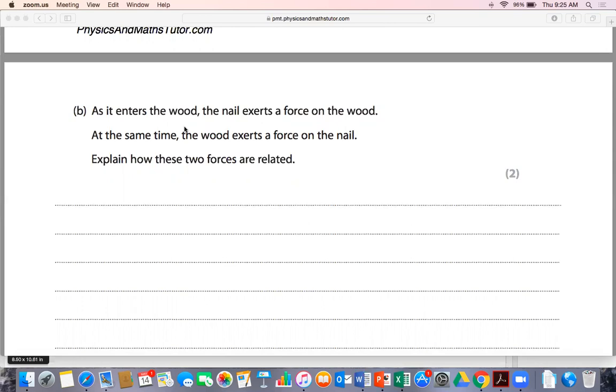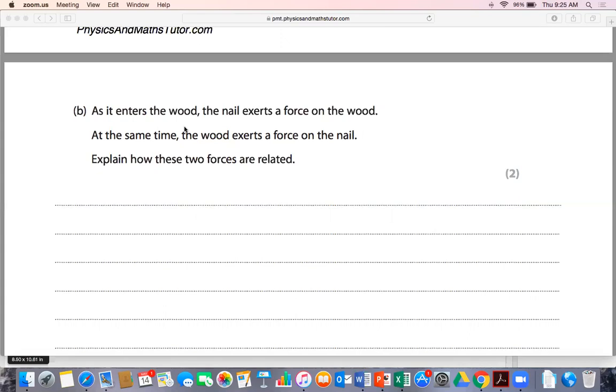So the force of the nail is downwards. The wood to the nail will be upwards. So it's opposite. The forces are acting in opposite directions. One up and one down. So you just have to say the forces acting on each other are opposite. On the nail to the wood is downwards. The wood to the nail is upwards.